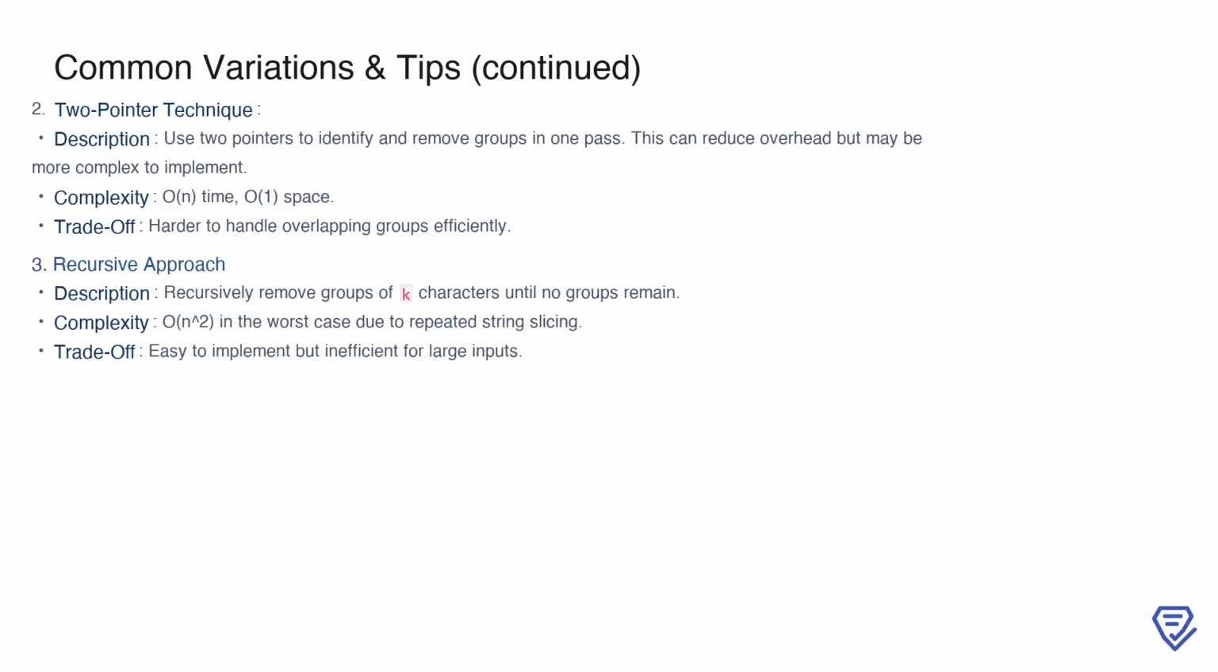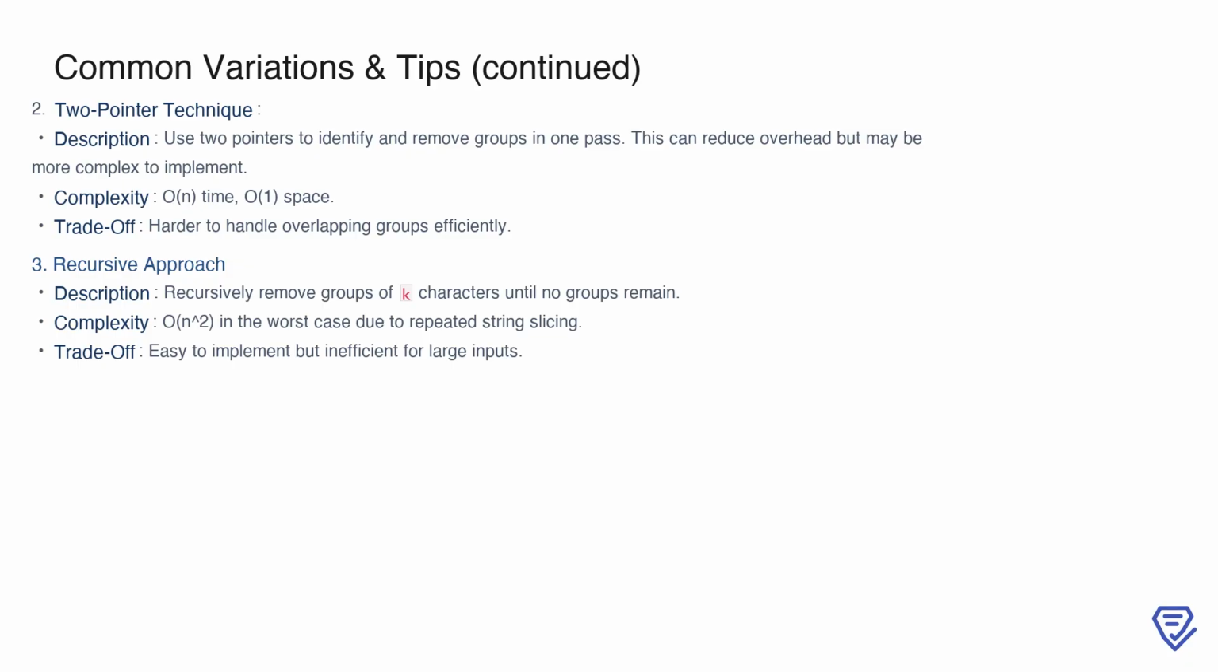Another approach to solving this problem is the two-pointer technique. This method involves using 2 pointers to identify and remove groups in a single pass, which can reduce overhead and achieve O(n) time complexity with O(1) space complexity. However, it's a bit more complex to implement, especially when handling overlapping groups efficiently.